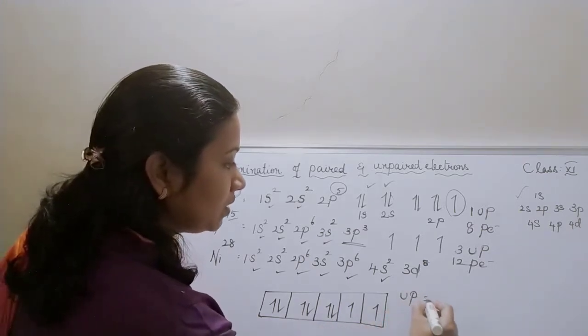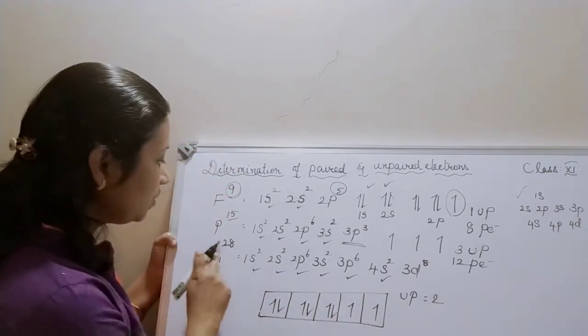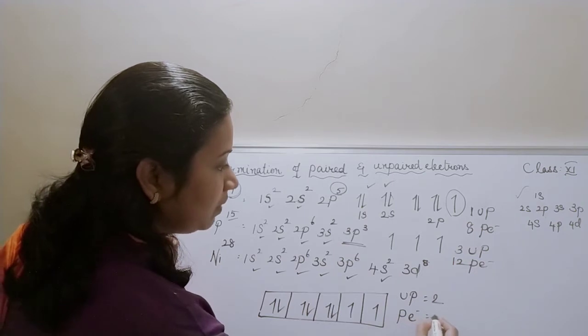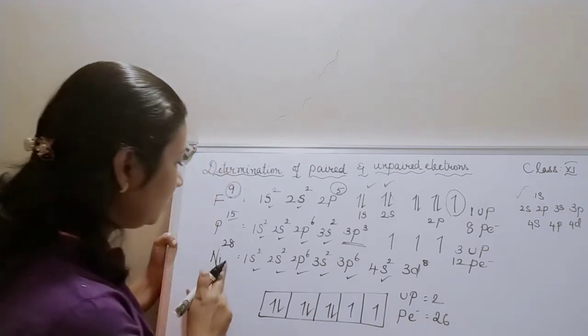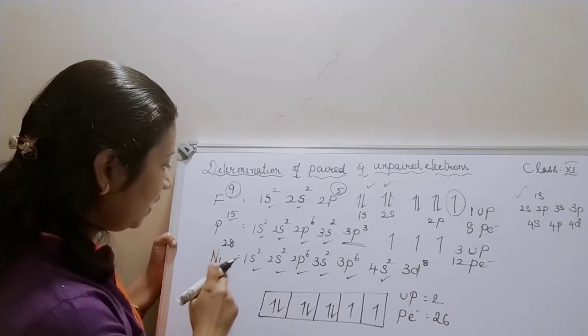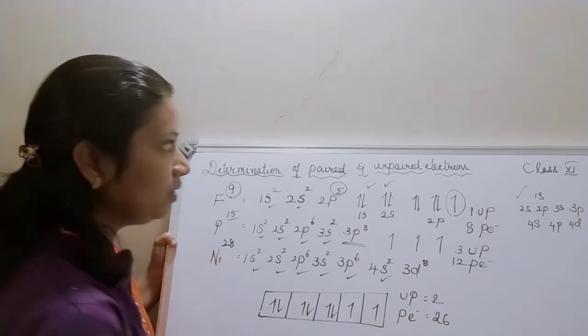Now how many unpaired electrons are present? Unpaired electrons are 2. If I subtract 2 from 28, then paired electrons will be 26. Okay children, in 28, 2 are unpaired. So if I subtract 2 from 28, I get 26. So paired electrons are 26.